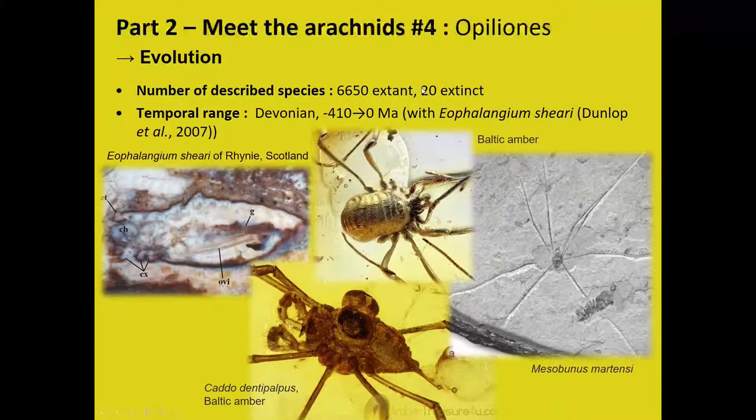We know about 20 extinct fossils. They are also extremely old arachnids. And as you can see, this one is the oldest fossil. It is a two-dimensional cut into rock. And this one actually has very impressive eyes. Also found in amber fossils.